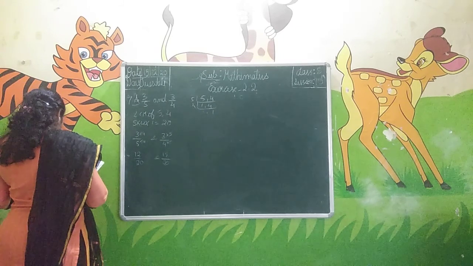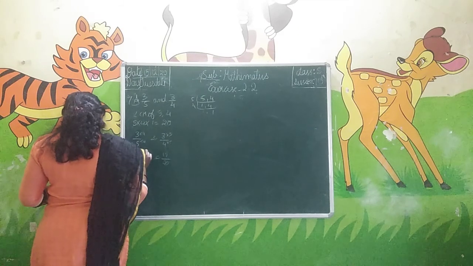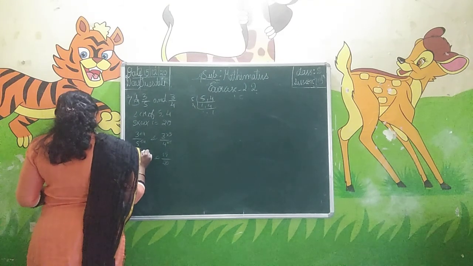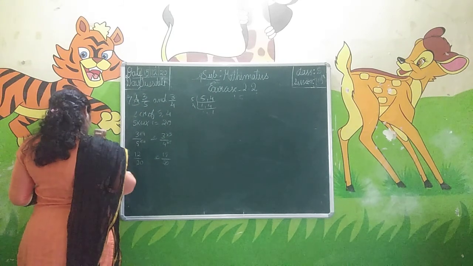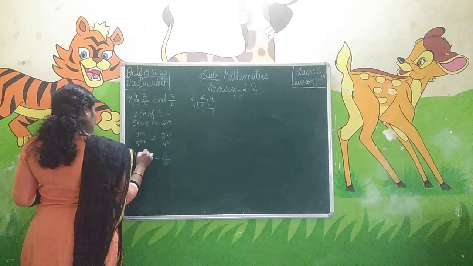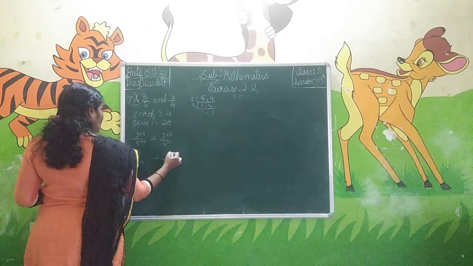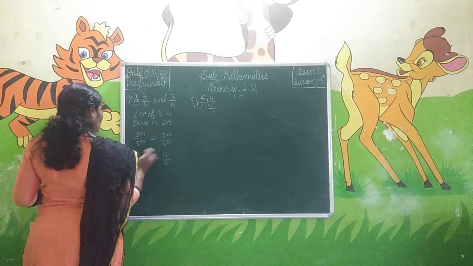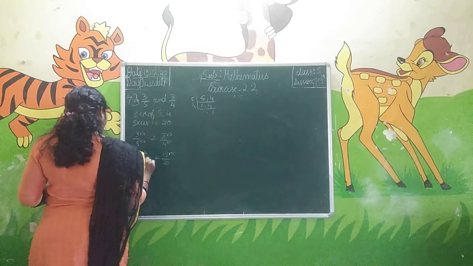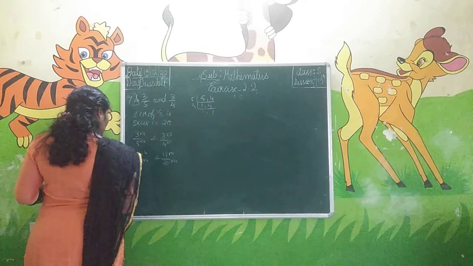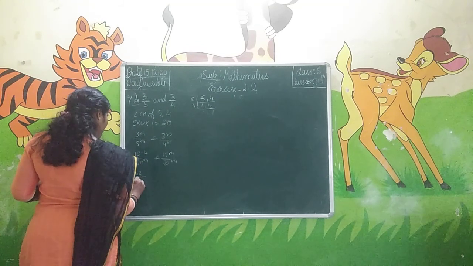So better you go for the next number. 12 into 3 is 36, and 15 into 3 is 45. 36 and 44 you can't get again. You have to go for the next number, into 4. 12 4s are 48 and 20 4s are 80.